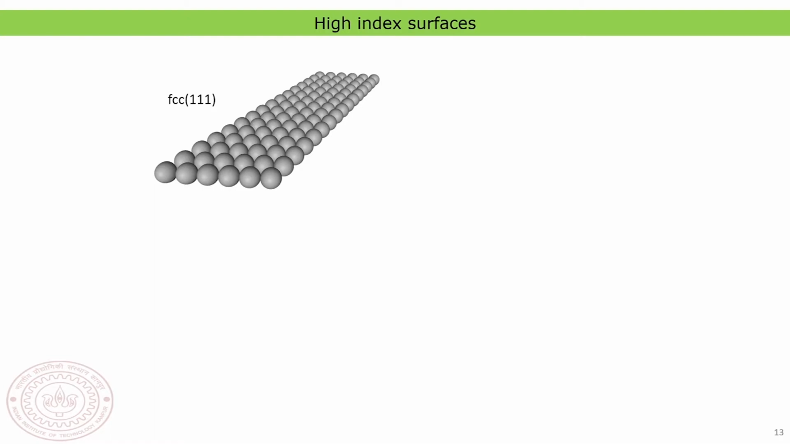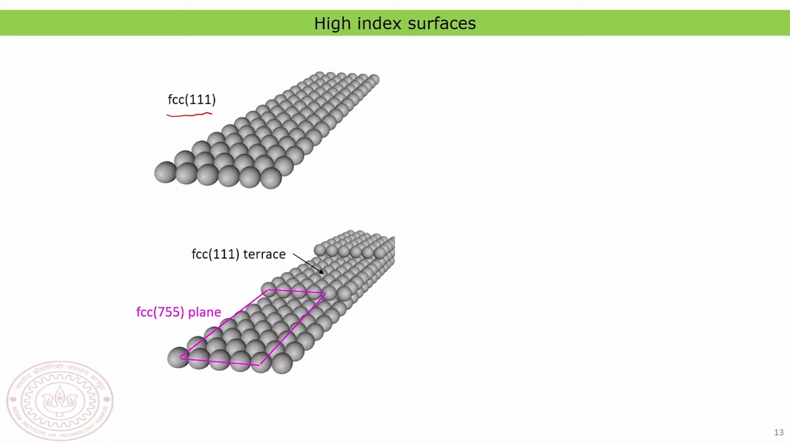So, what is its difference compared to a normal low index surface? What I am showing here first is an FCC 111 surface, and you can see here very large infinite terraces, as we have already seen in the previous slides. Now, when we create a high index surface, you have already seen how to create a high index surface.